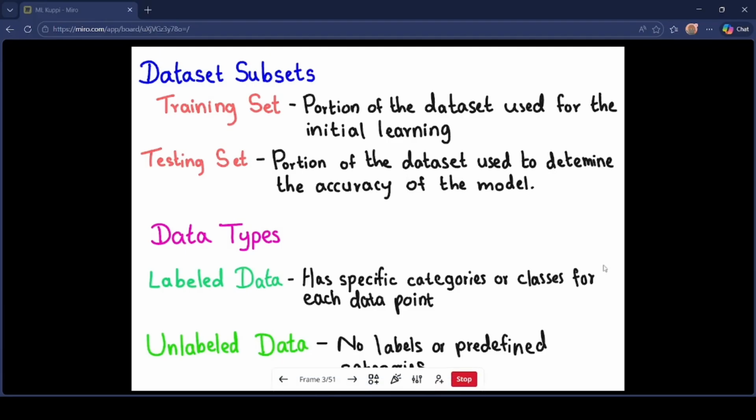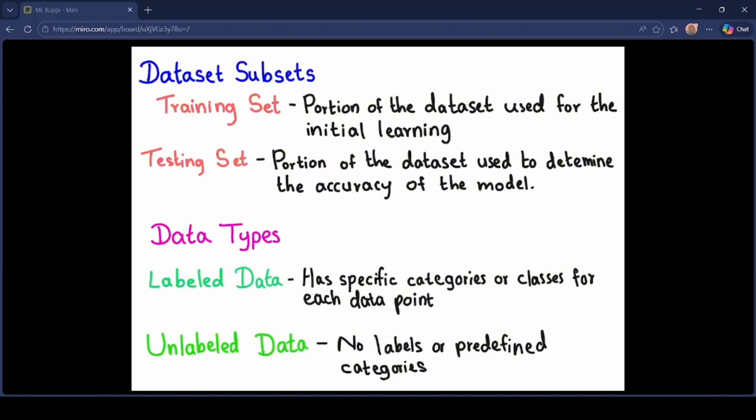Next we have labeled data and unlabeled data. What type of model we will be using, what type of ML techniques we are going to use, also depends on whether we are working with labeled data or unlabeled data. So what is labeled data? Labeled data is when the categories or the classes for each data point are given.